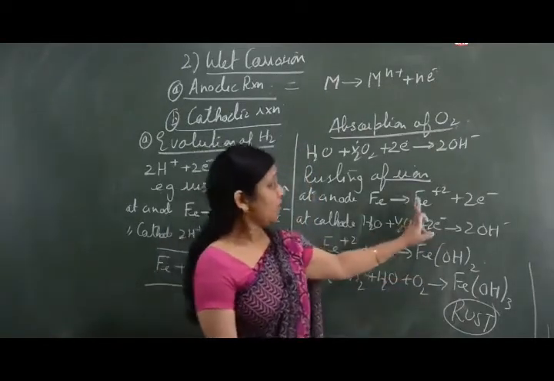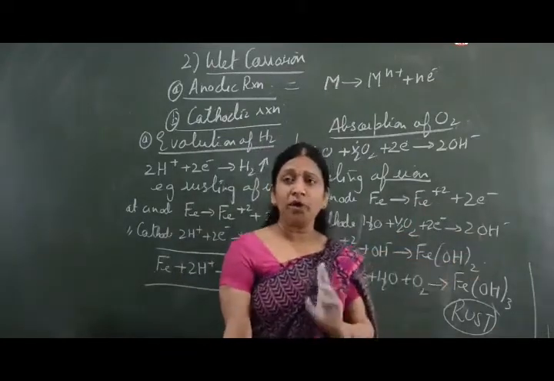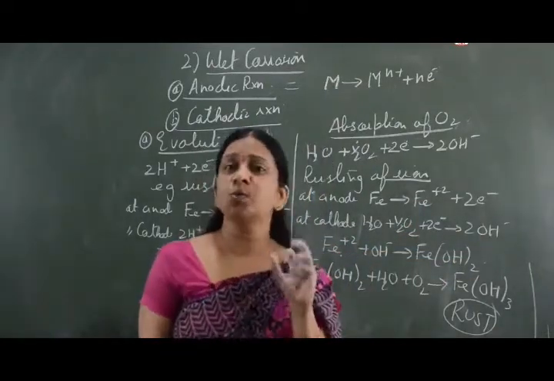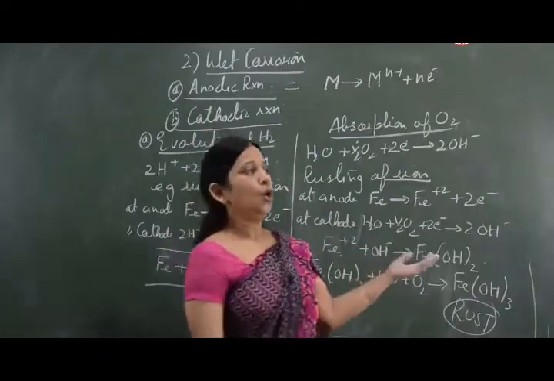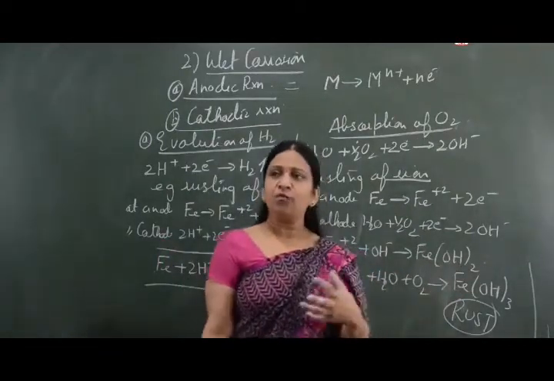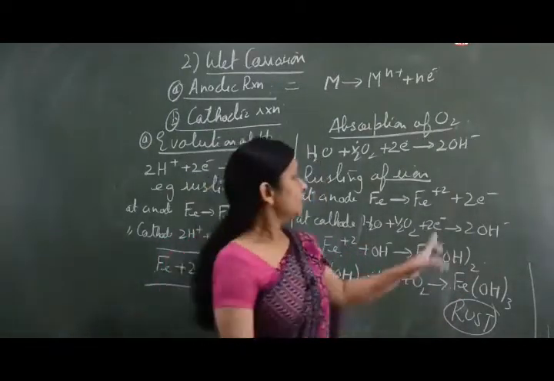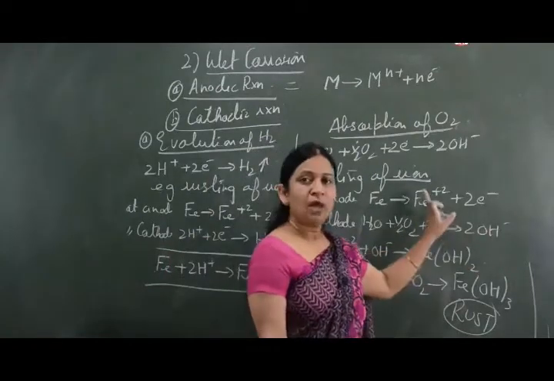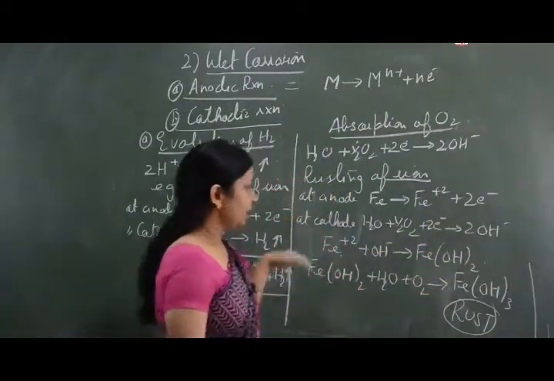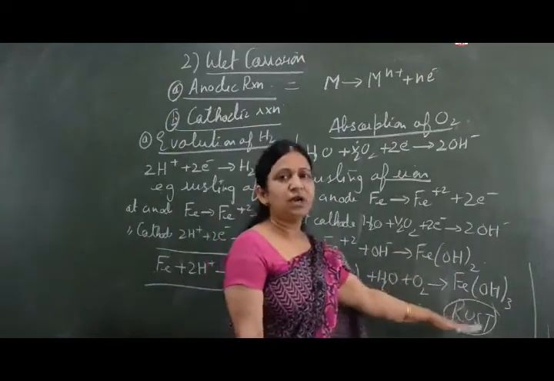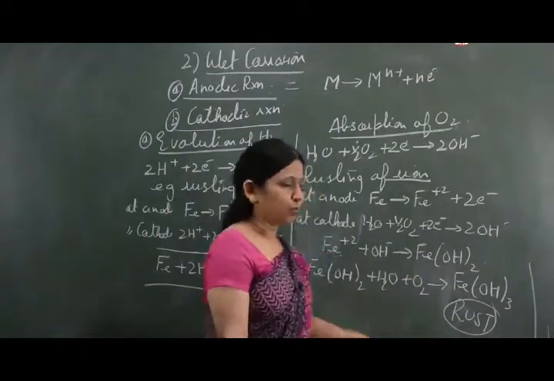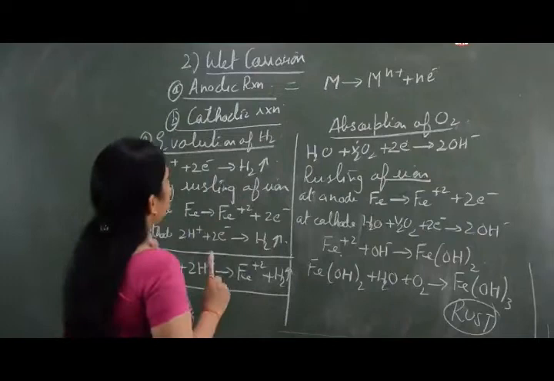Why? Because if we compare Fe2+ ions and OH- ions, Fe2+ ion is smaller in size in comparison to OH- ions. So it is easy for Fe2+ ions to move. So Fe2+ ion moves from anode to cathode, and then the rust is formed at cathode. So this is wet corrosion.